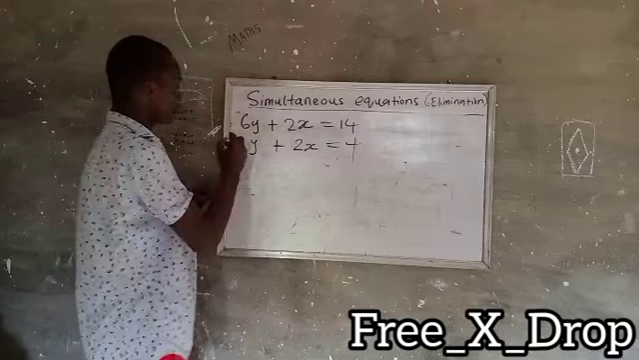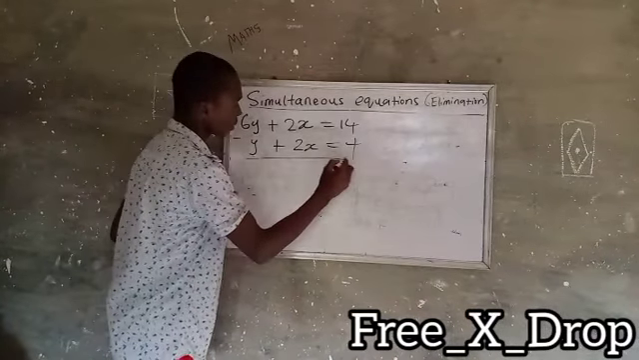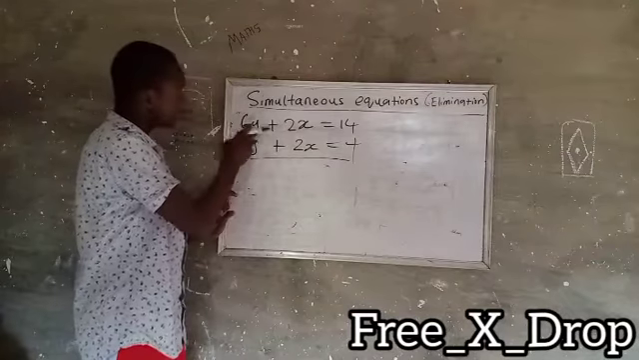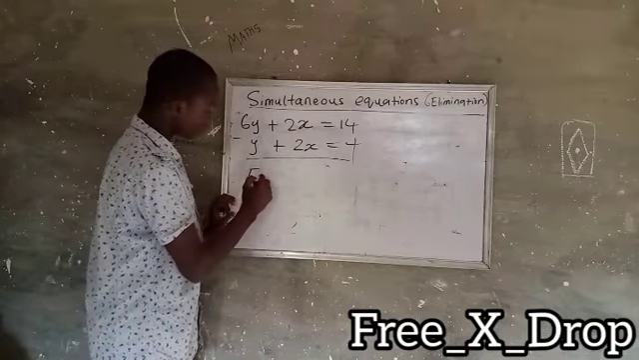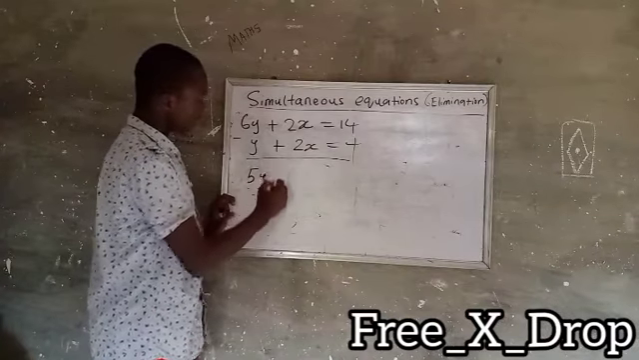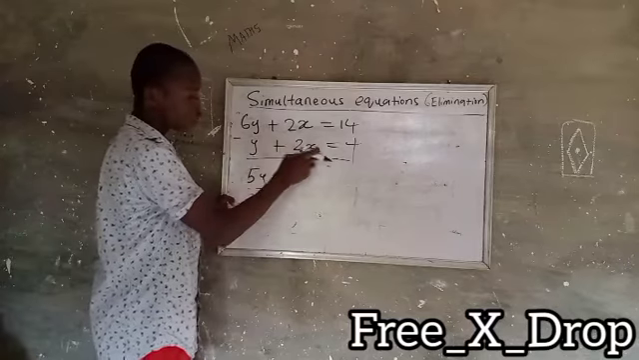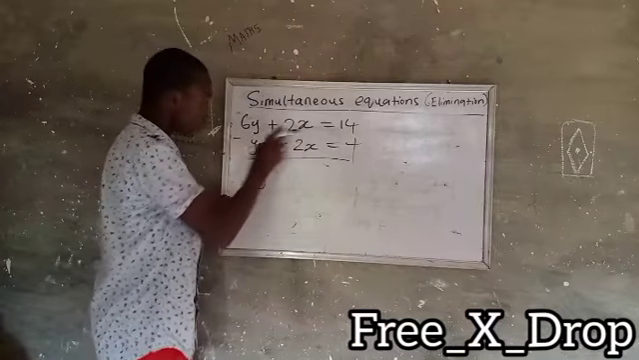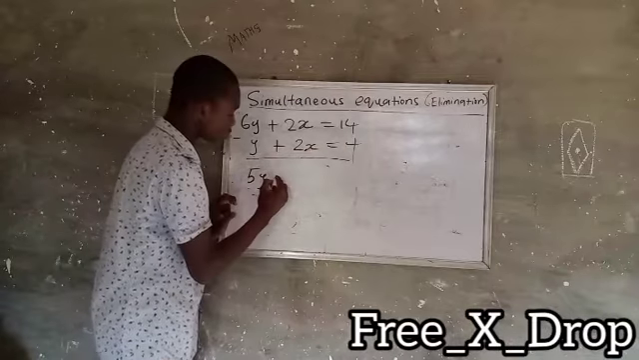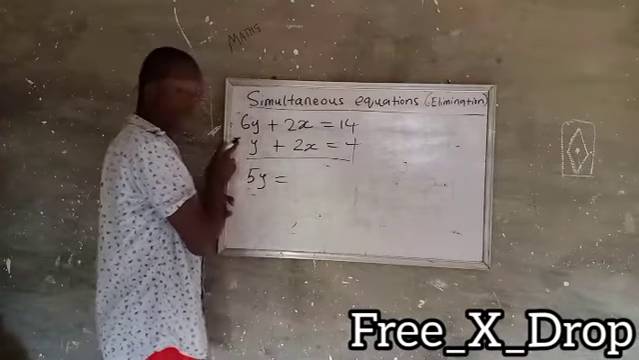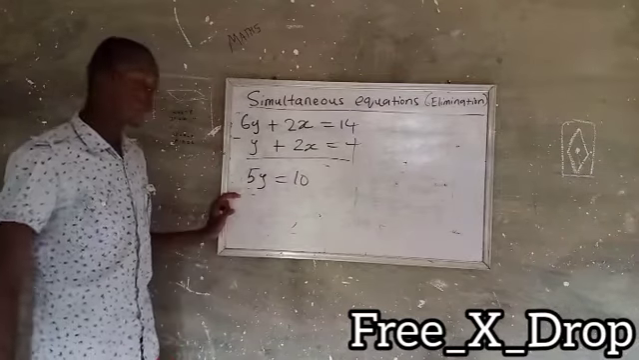Now we simply do subtraction here. We subtract 6y minus y, which gives you 5y. Then 2x minus 2x will give you 0, so there's no need to write it. So what's the next thing you write? You're equal to 14 minus 4, which gives you 10. So this is your new equation now.